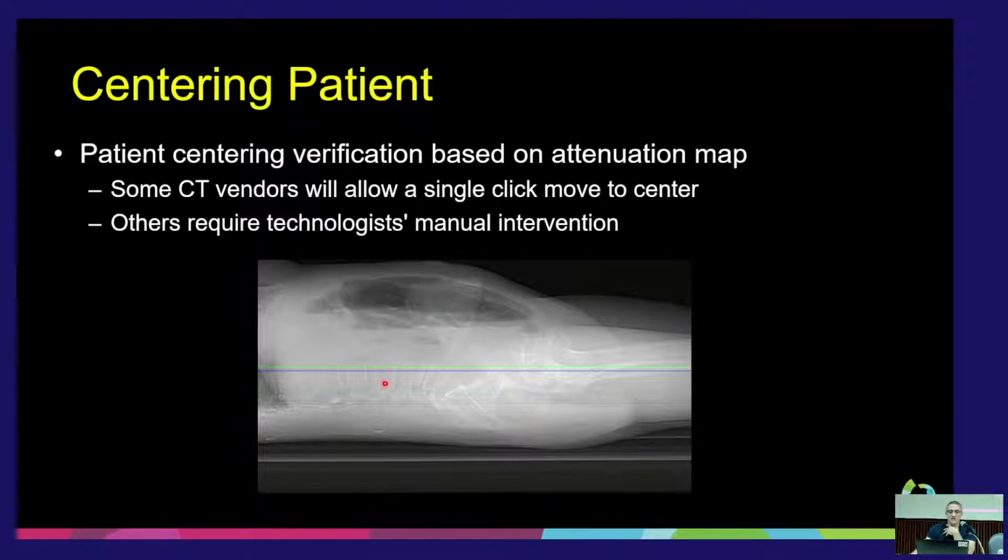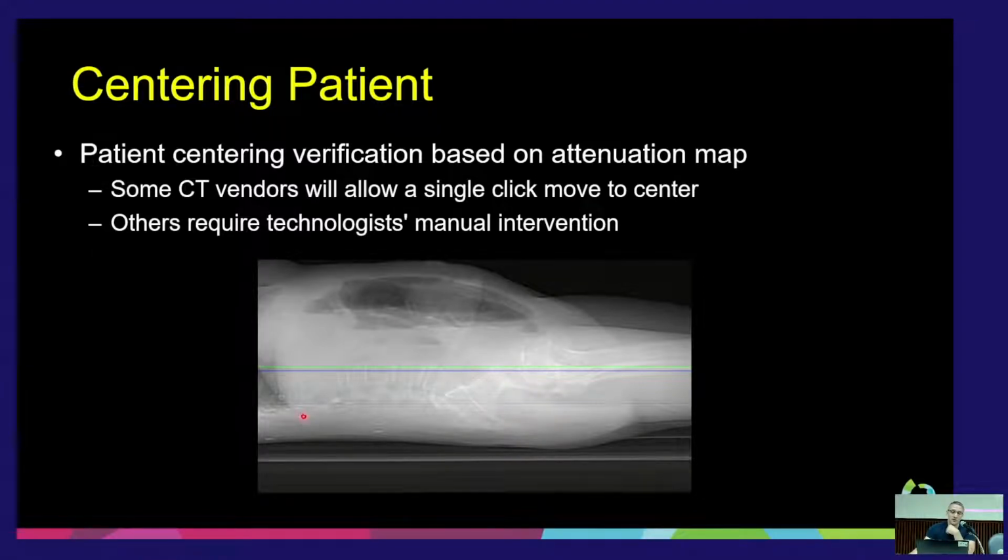Most CT scanners have new technology such that it will measure the center of the patient. And you might not be able to see it, but there's a blue line and a green line. And so it's telling you where the patient center is versus the machine isocenter. And so you can see it's just a teeny little bit off. Some vendors will allow you just to push a button in the CT console. It'll just move the table up and you're good and centered. Others, you have to actually walk in the room and physically move the table up. But either way, it gives you a chance to look at the patient and know that they're centered.